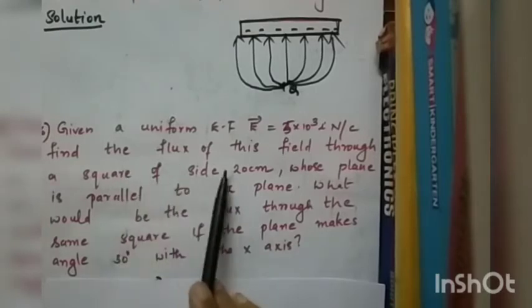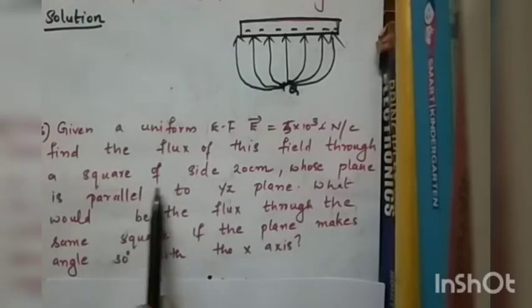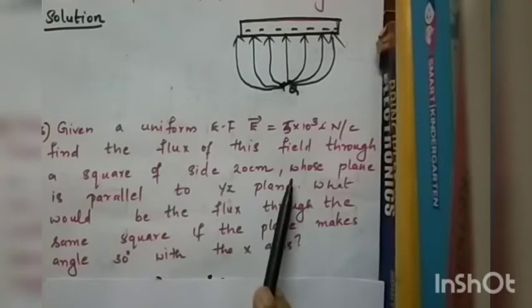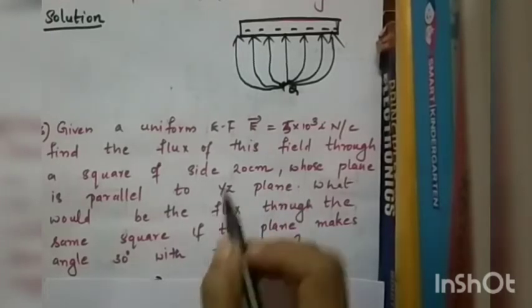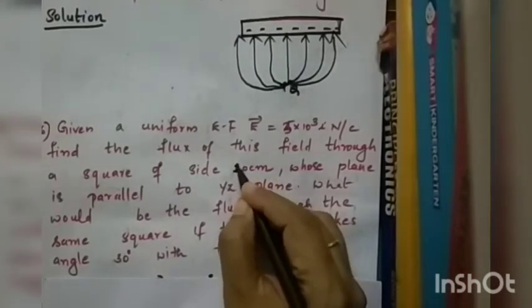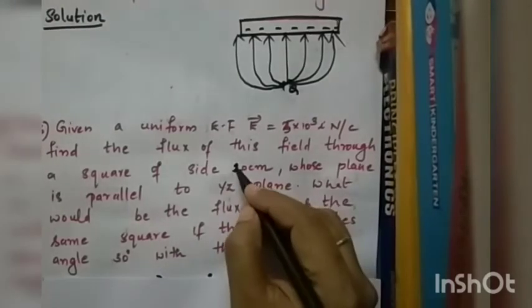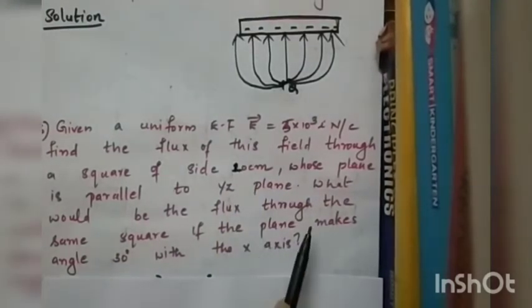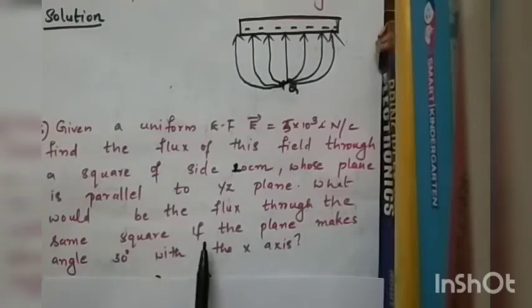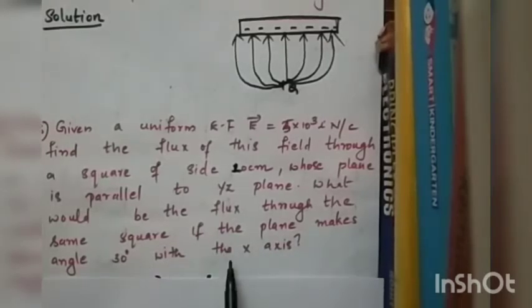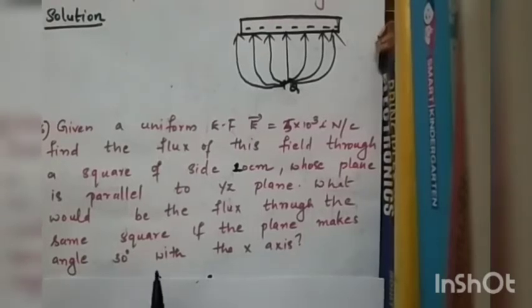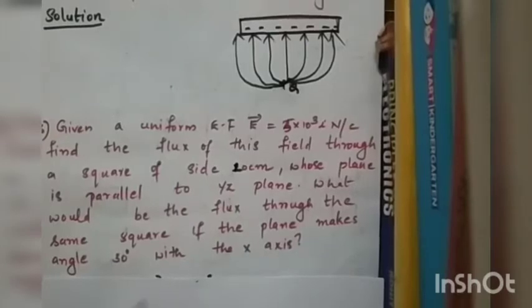Now find the flux of this field through a square of side 20 centimeter. Sorry children, let's just make it 10 centimeter. Okay, so a square of side 10 centimeter, whose plane is parallel to the YZ plane. What would be the flux through the same square if the plane makes an angle 30 degree with the x-axis? So here we have two questions. First, let's try to find the solution for the first question.